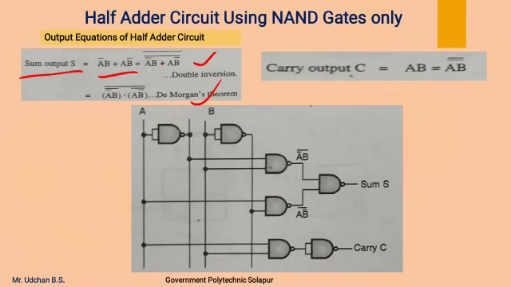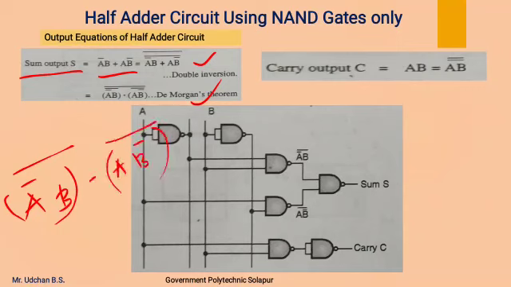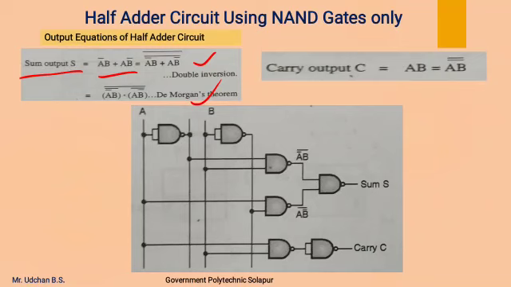That is, A bar B complement into A B bar complement, and its complement. This is how we have converted the plus sign into the dot sign. After that we can draw the equation for sum using NAND gates.